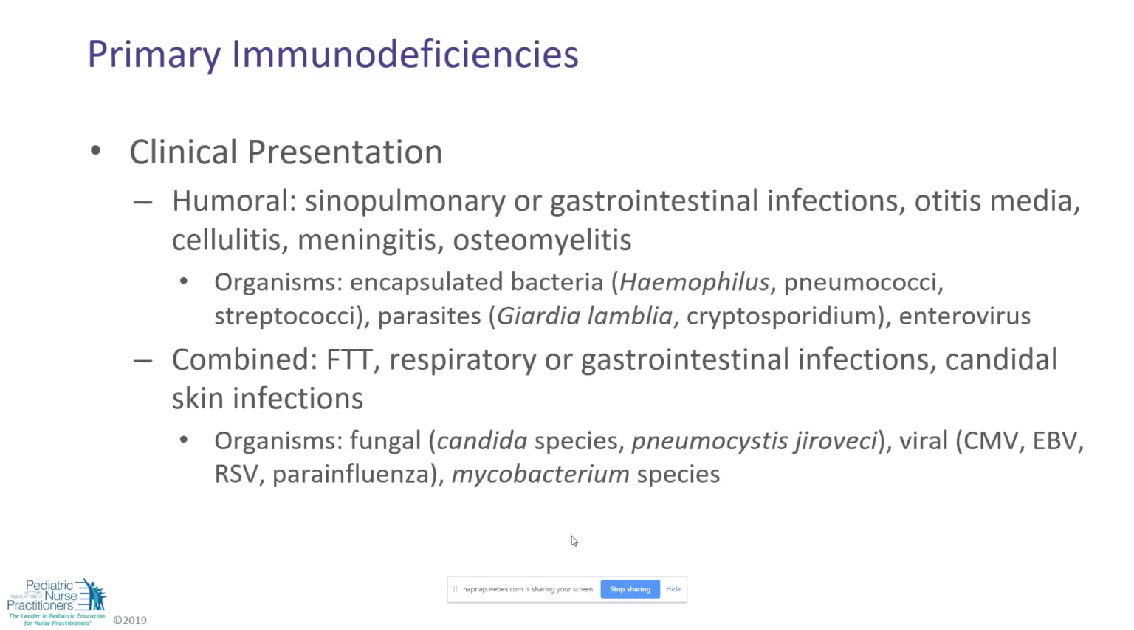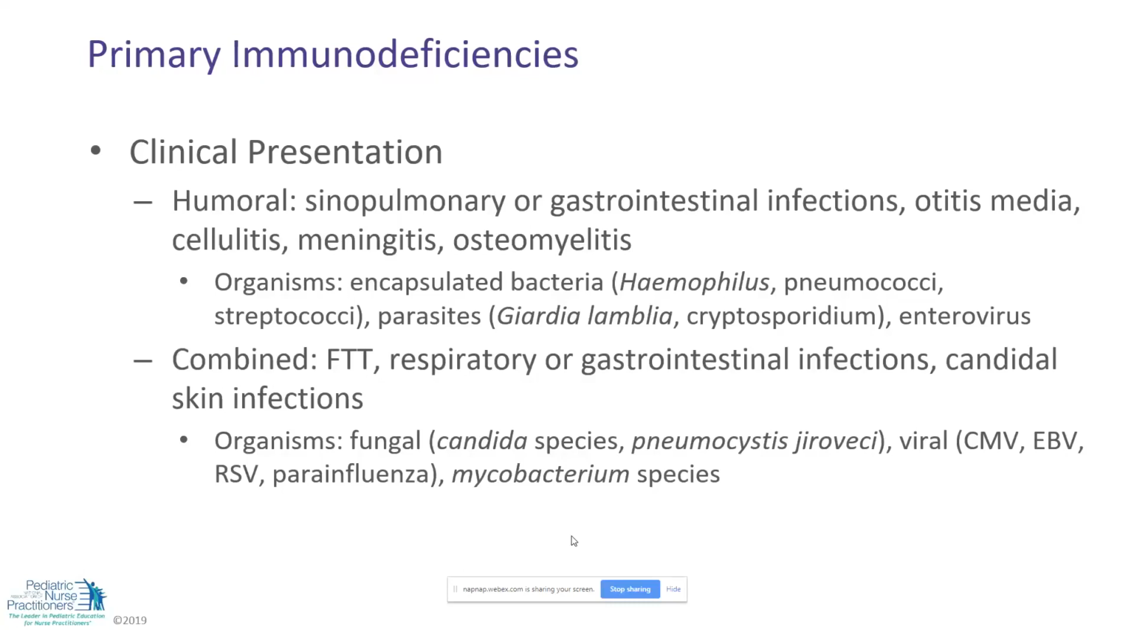The presentation of each primary immunodeficiency really depends on the system that's involved, as you can imagine. When we think about a patient who has a humoral immunodeficiency, often that patient is recognized due to their history of sinopulmonary or gastrointestinal infections, a history of otitis media, cellulitis, osteomyelitis, and those are most often caused by encapsulated bacteria, including Haemophilus, pneumococci, streptococci, perhaps some parasites, and also enterovirus.